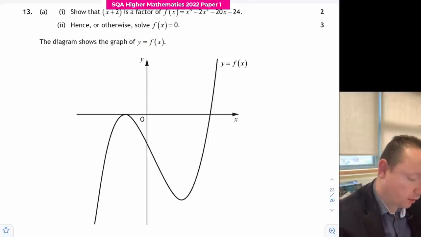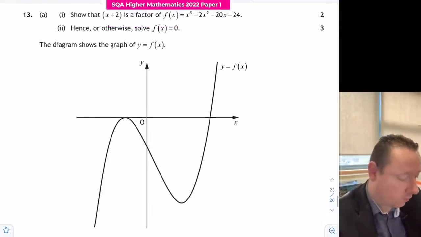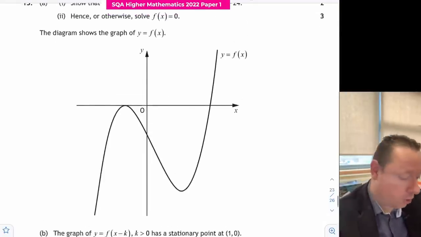And then it shows you a graph of f of x, and it tells you that f of x minus k, where k is greater than 0, has a stationary point at (1, 0). You can state the value of k. We'll get to that in a bit, but let's start dealing with showing the factor of a cubic.